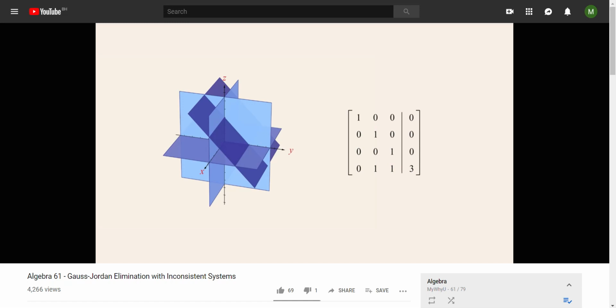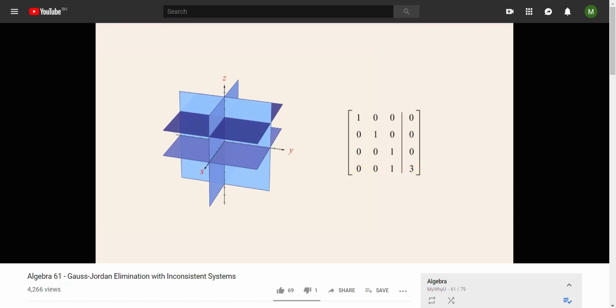The leading entry of the second row is also already a 1, so we only have to zero the other non-zero entry in that column, adding -1 times row 2 to row 4. Since the y coefficient of row 4 is now 0, this causes plane 4 to also become parallel to the y-axis.